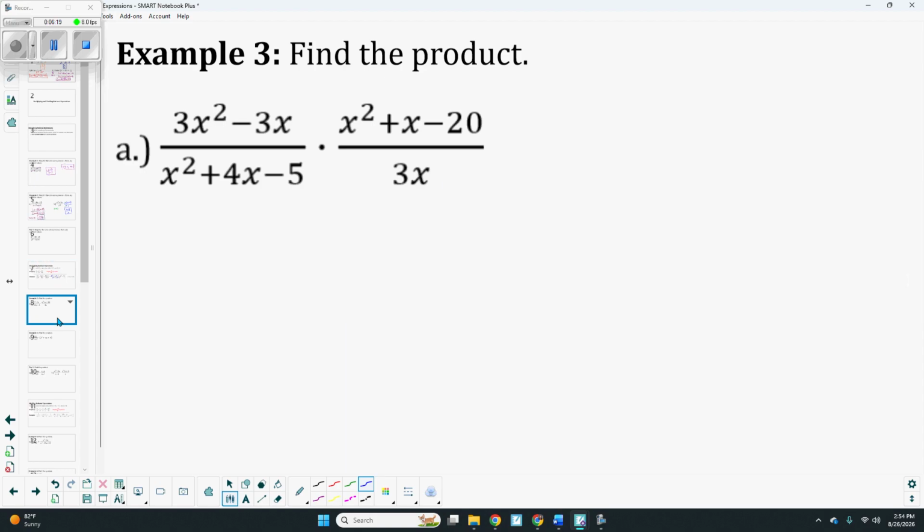For these, we're just going to worry about finding the product. We're not going to worry about stating the excluded values, but it's still possible that we're asking that question here as well. So what I'm going to do is I'm going to make sure all 4 parts are factored, right?